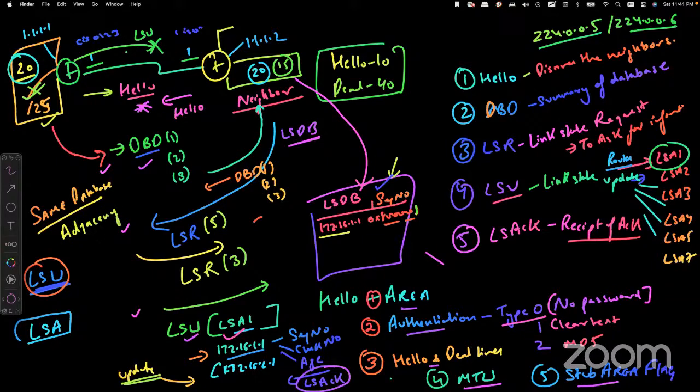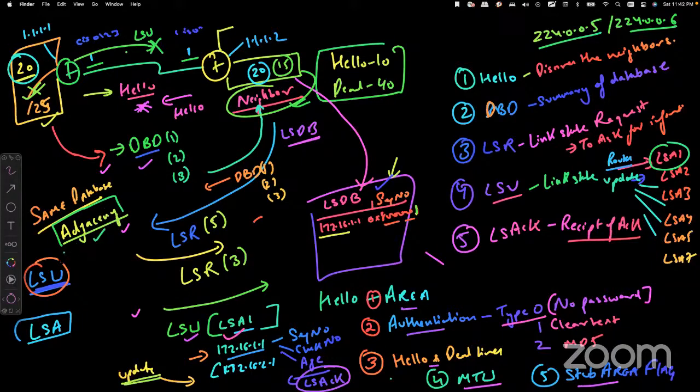Adjacency. So when the routers are having the same database, that's called adjacency. But when they just exchange a hello packet, that's called a neighbor. Neighbor means they are just neighbors, but they have not asked anything from you. But adjacency means they are doing party with you. You got to know everything, all details of each other.